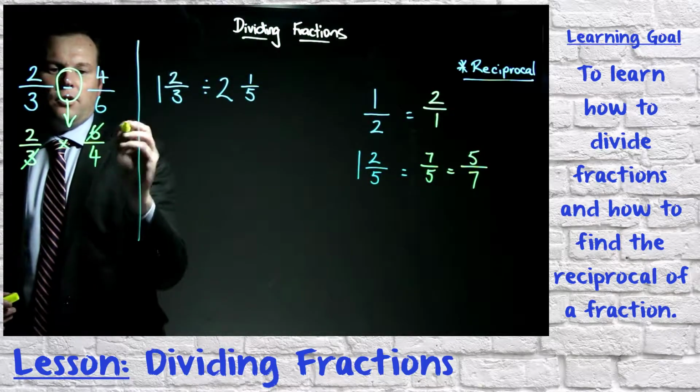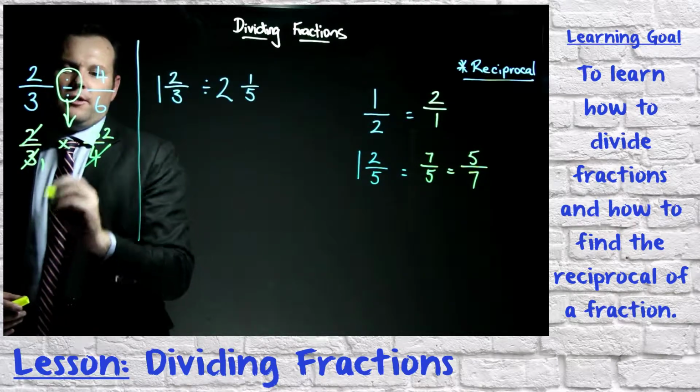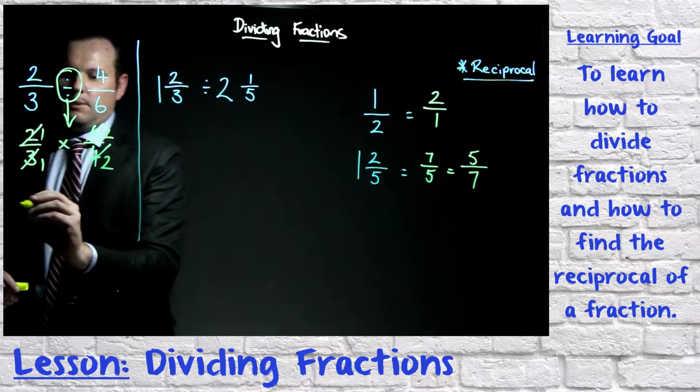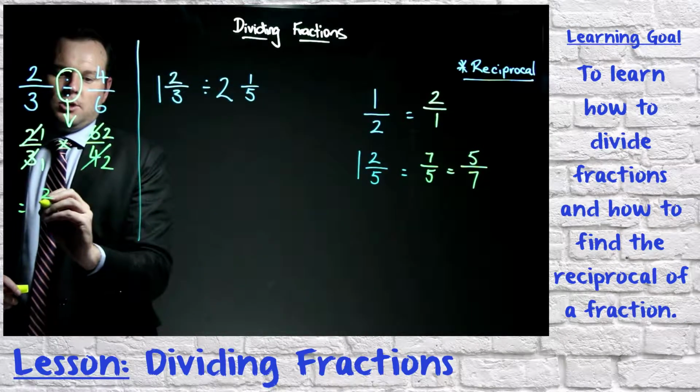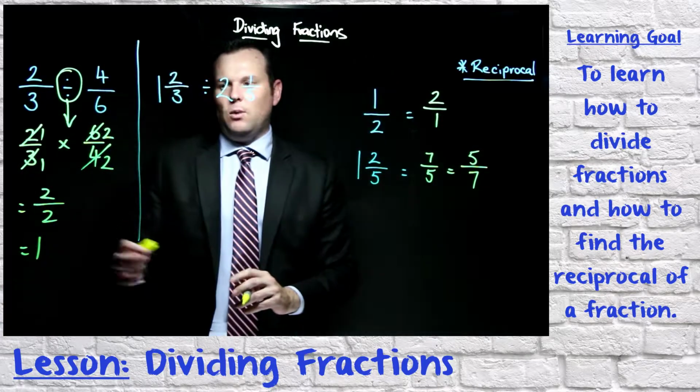I can divide both of those by 3 to give me 2 and 1, and I can divide both of these by 2 to give me 1 and 2. So 1 times 2 gives me 2, and 1 times 2 gives me 2. So that means my answer there is 1.